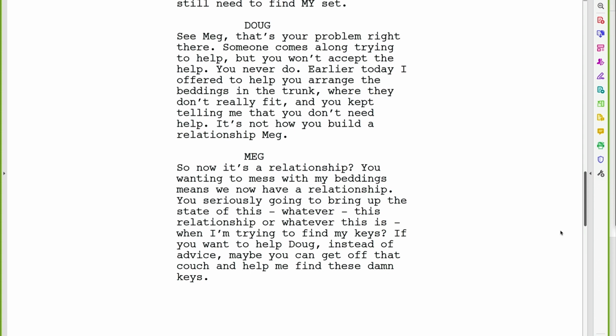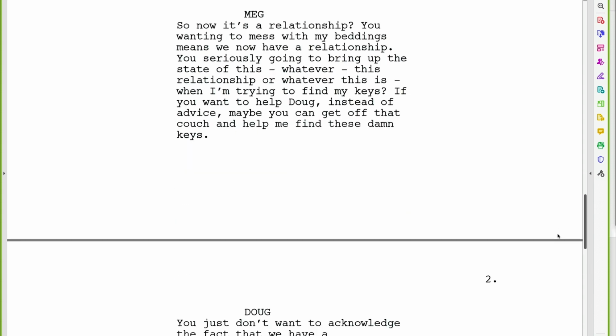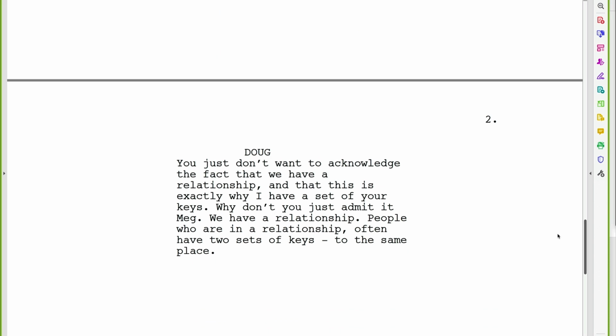You're seriously going to bring up the state of this, whatever, this relationship, whatever this is, when I'm trying to find my keys? If you want to help, Doug, instead of advice, maybe you can get off that couch and help me find these damn keys. You just don't want to acknowledge the fact that we have a relationship, and that is exactly why I have a set of your keys. Why don't you just admit it, Meg? We have a relationship. People who are in a relationship often have two sets of keys to the same place.